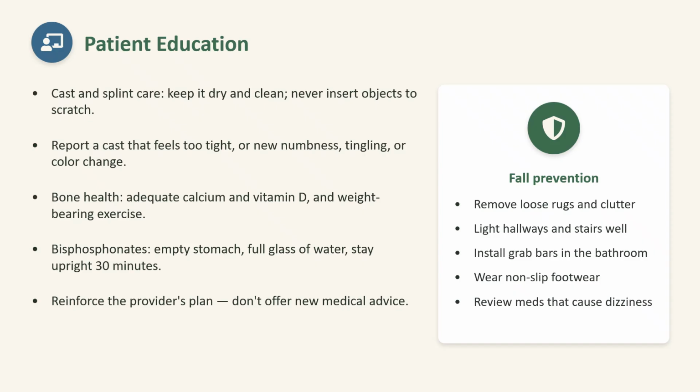A coat hanger or pencil can tear the skin, and an unseen wound inside a cast can become a serious infection. Teach them what to report. A cast that suddenly feels too tight, or new numbness, tingling, or a change in the color of the fingers or toes. Those are the same neurovascular findings from the last slide, and now the patient is the one monitoring it at home.